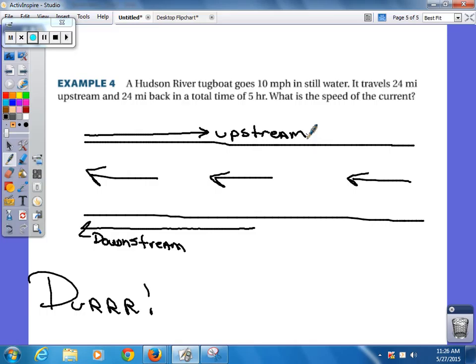All right, now we can draw our picture. The Hudson River tugboat goes 10 miles per hour in still water. That's okay, we'll get to that later. It travels 24 miles upstream. So, the tugboat travels 24 miles this way. And 24 miles back. It travels this way 24 miles.